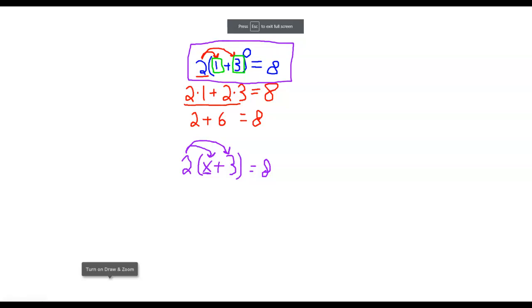Okay, what color have I not used? Let's use orange. Is that how you guys pronounce it? Orange? Or do you say orange?